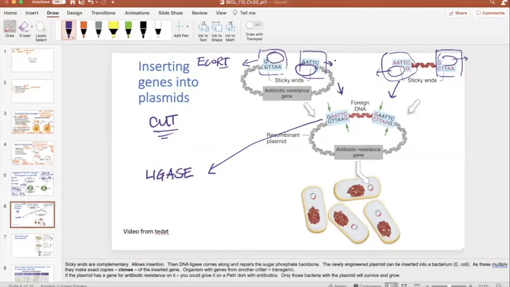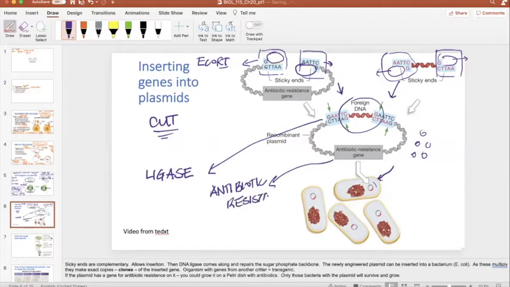So once we have our human insulin gene inserted into this plasmid, all that's left for us to do is to take these little individual plasmids that we've made and engineered and stick them into a bacteria, okay? Once these plasmids get inside these bacteria, here's the really neat thing, and here's where this antibiotic resistance gene that's on this plasmid is going to be important.